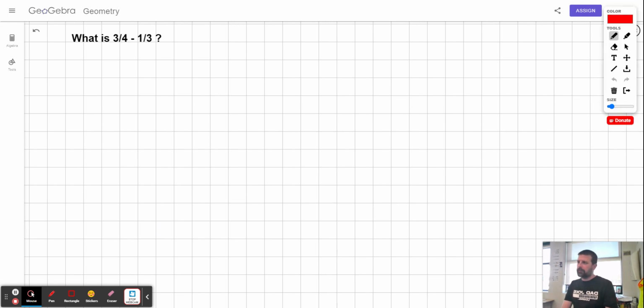Problem is, as usual, we have different denominators. We've got 3 out of 4 take away 1 out of 3. Our quarters and thirds, whatever you want to call them. So we can't just imagine what that would look like, right? It doesn't just connect. We've got different denominators, it's hard to imagine. So this one is going to be very similar to the adding.